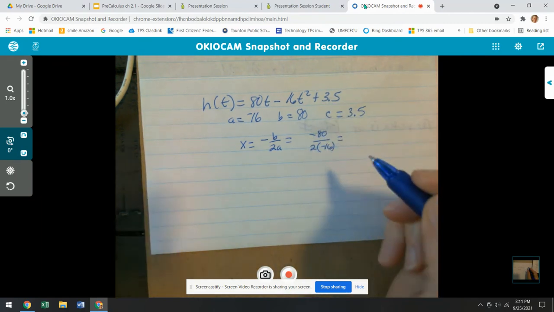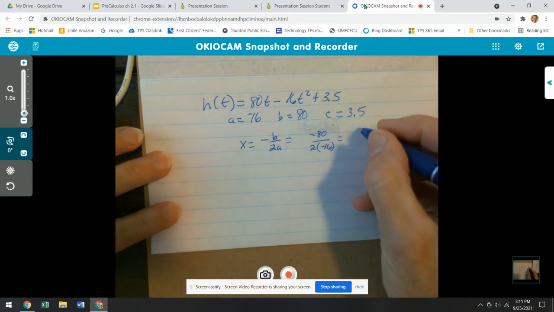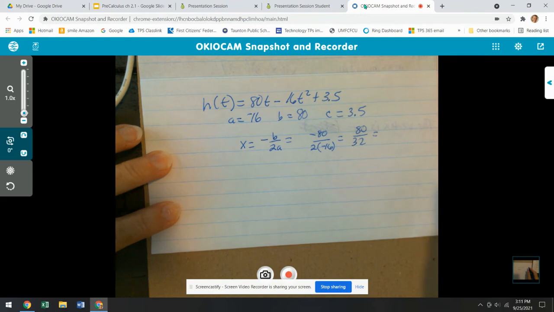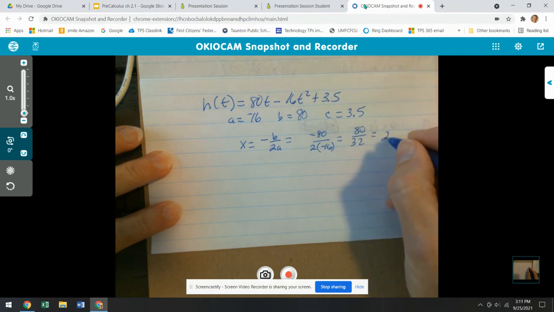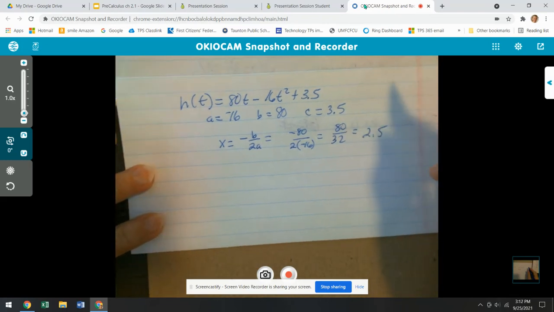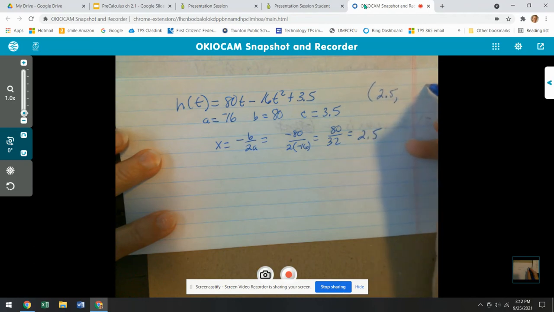So we're going to have a negative on the top and a negative on the bottom, so we make sure that they cancel out. So we have 80 over 32, and we'll get a value of 2.5 when you divide that out. So we're halfway through with the vertex, right? If they're asking us for the coordinates of the vertex, we know the x is 2.5.